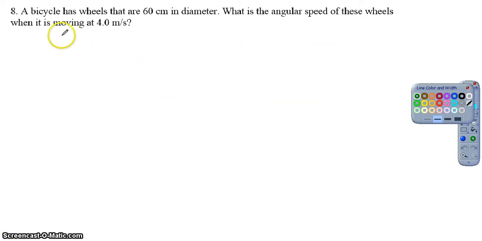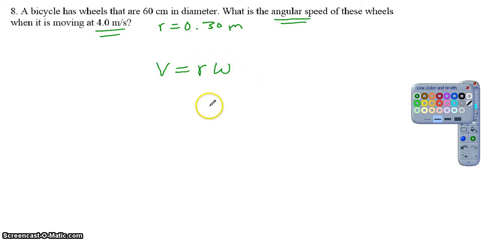Our next example: a bicycle has wheels that are 60 centimeters in diameter, so our radius, of course, is 0.30 meters. What is the angular speed of these wheels when it's moving at 4 meters per second? Again, this one's not bad at all. Just make sure we're comfortable with the relationship between the linear velocity, which they give us, and our angular velocity. Again, the relationship there is v equals r times omega.